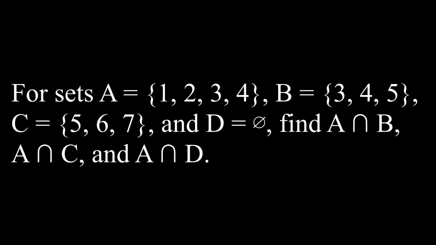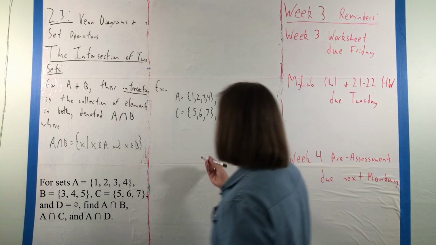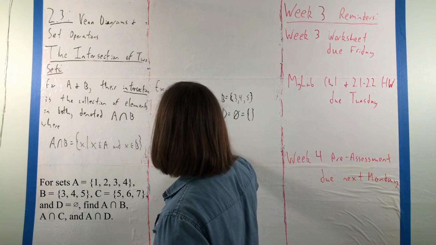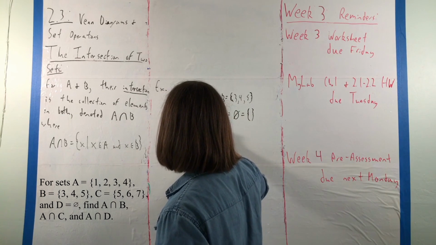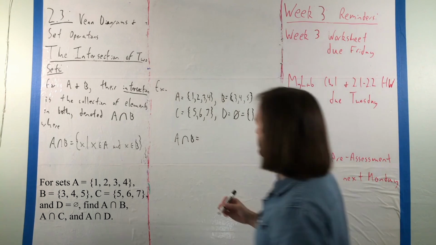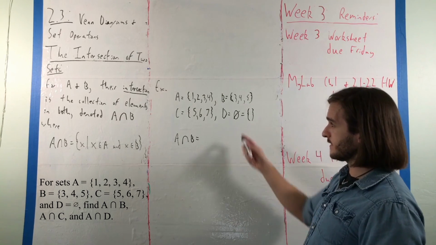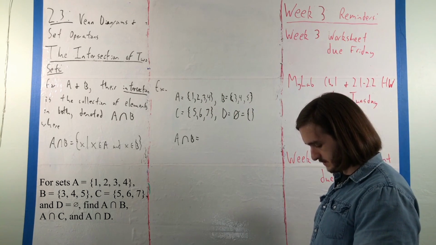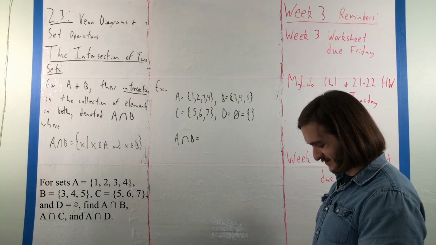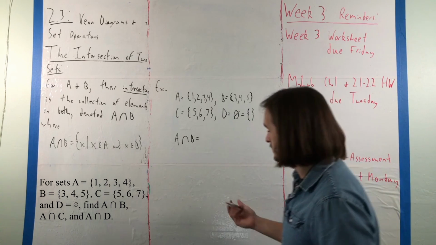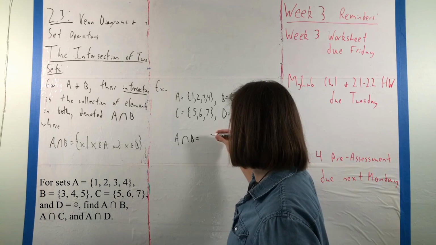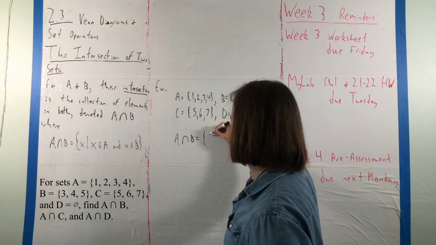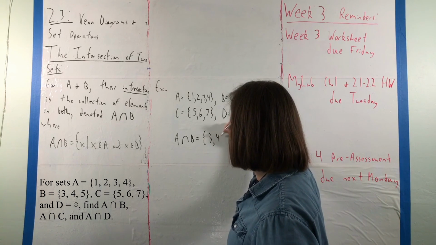And our goal is to find a bunch of intersections using these pieces. So first, we're going to look at A intersect B. Looking at A intersect B, what we want to find are the elements that are in both A and B. Double check my notes, make sure I'm telling you guys to look for the right thing. Yep. So here, not too hard, just 3 and 4.